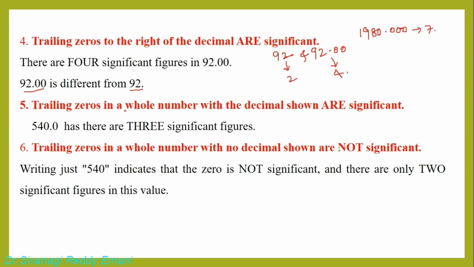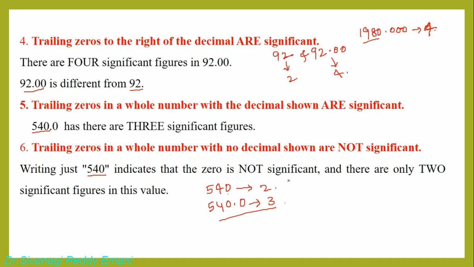Then, trailing zeros in whole numbers with a decimal shown are significant. Next, 540.0 has four significant figures. There are some special rules. Trailing zeros in whole numbers with no decimal shown are not significant. 540 indicates the 0 is not significant; there are only two significant figures. If we write 540.0, then it has four significant figures.